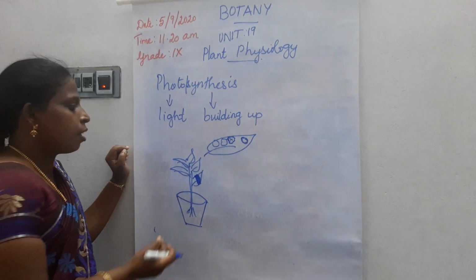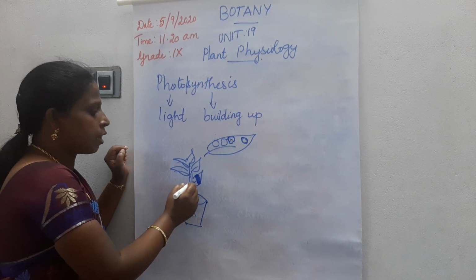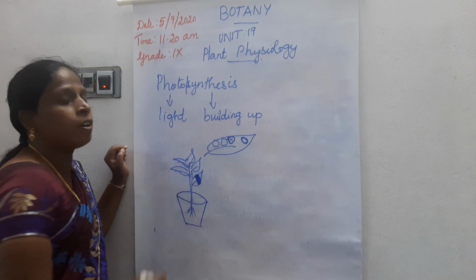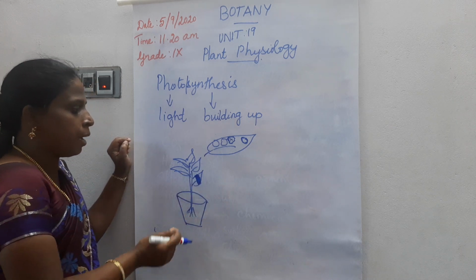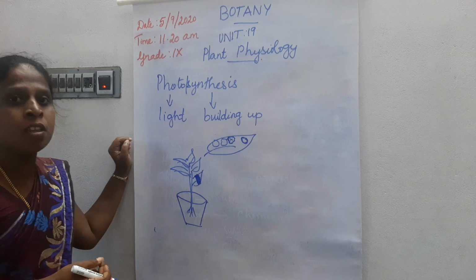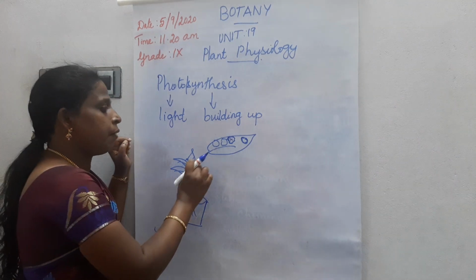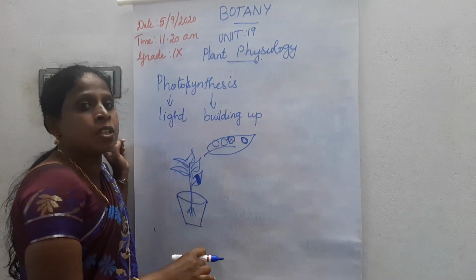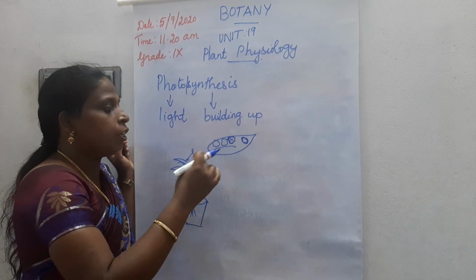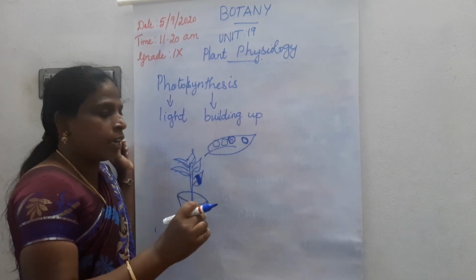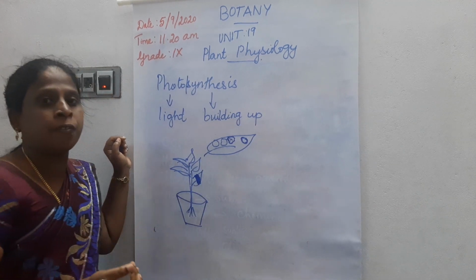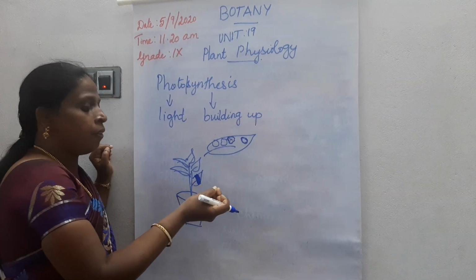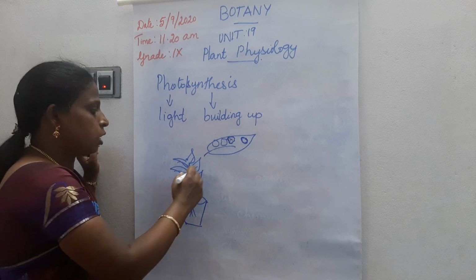After 6 hours, we have to pluck this leaf which was covered by the black paper, remove the black paper, and test the leaf for starch. First the leaf is immersed in boiling water, followed by alcohol, and after that the leaf must be tested for starch. For that, we pour some iodine solution on the leaf.